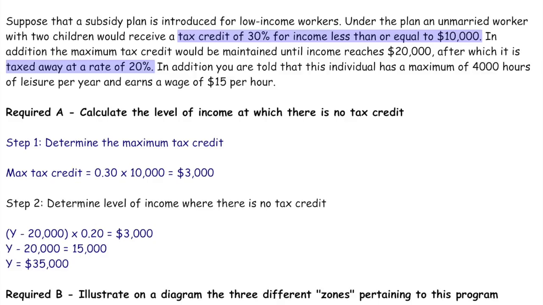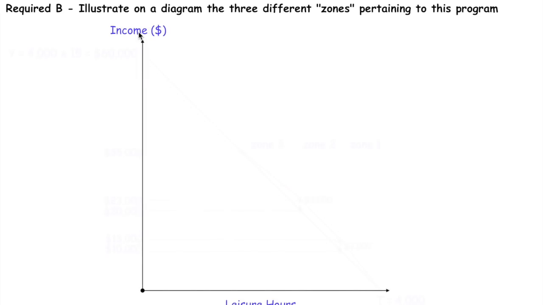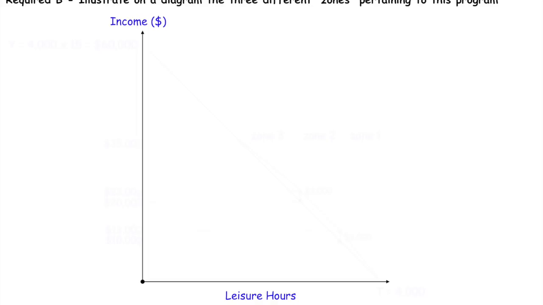So now that we've understood required A, let's have a look at required B. Here it says, illustrate on a diagram the 3 different zones pertaining to this program. So the idea now is to illustrate the individual's budget constraint between leisure hours and income. So we're essentially going to set up a graph where on the y-axis we'll place income in dollars, and on the x-axis we'll place leisure hours.